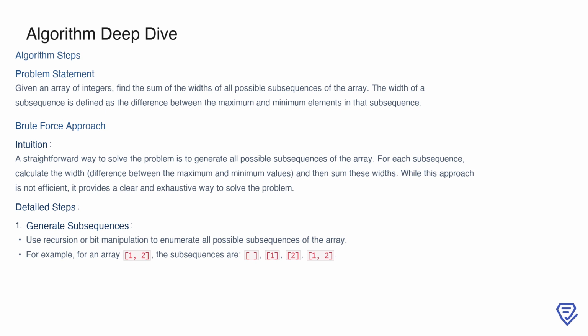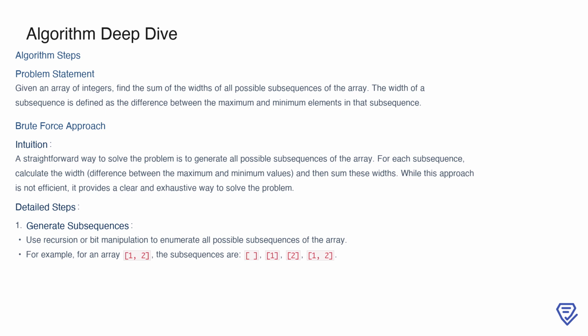A natural but naive approach to tackle this is the brute force method. Here, the idea is straightforward: generate every possible subsequence of the array, compute the width for each subsequence, and finally sum up all these widths. While this approach is not efficient, it provides a clear and systematic way to solve the problem by exhaustively considering all possibilities. The first step in this method is to generate the subsequences.